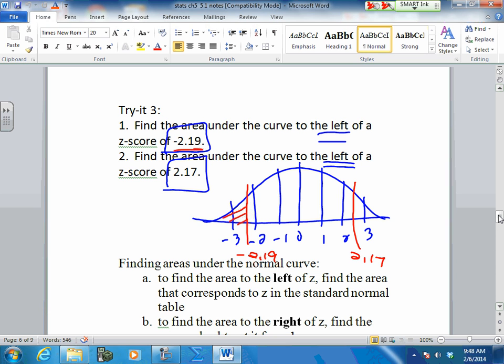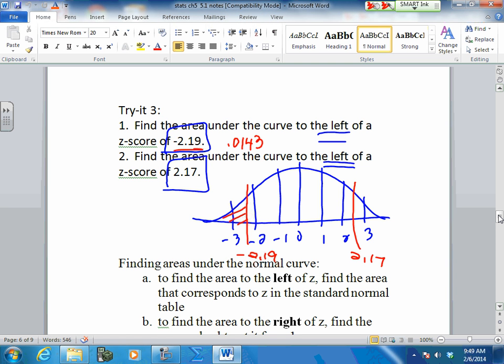When you look at this one, should this be a small number or a large number for the negative 2.19? Small. So Taylor, what'd you get? 0.0143. Okay, did everybody get that? Yeah. Anybody not get that? And it makes sense, doesn't it? It's a very small part of my curve.